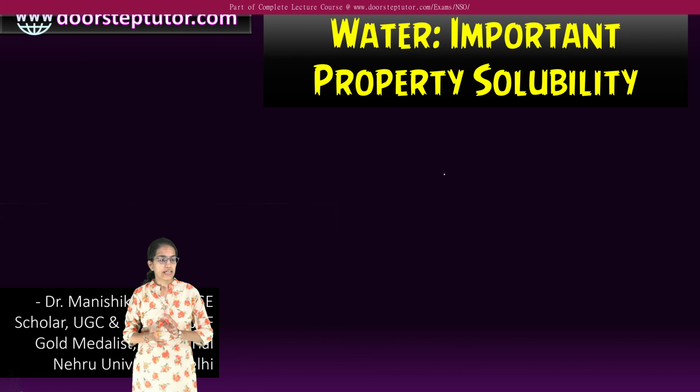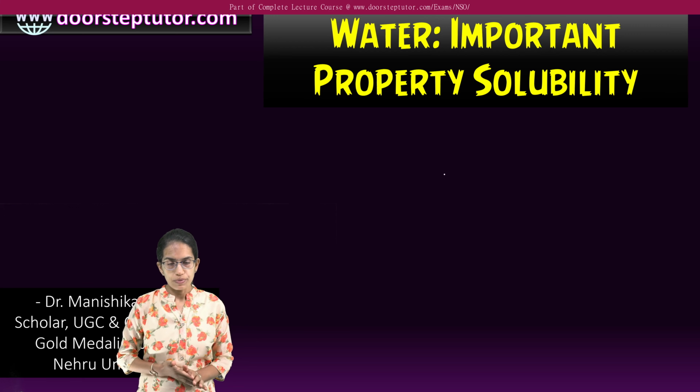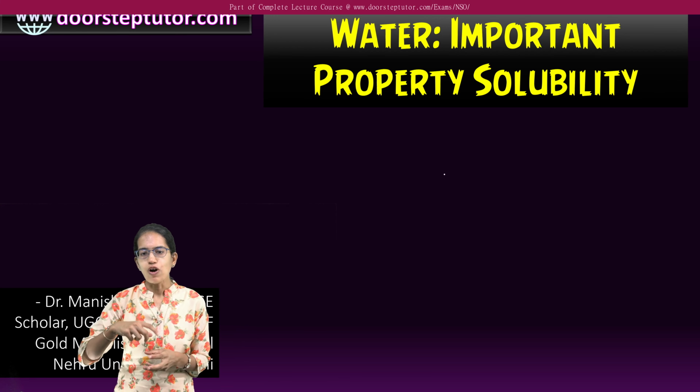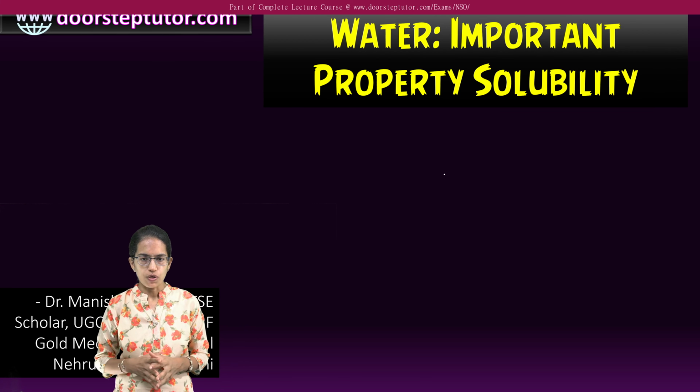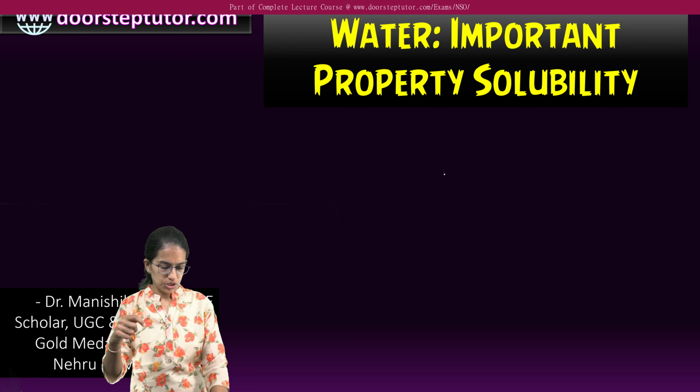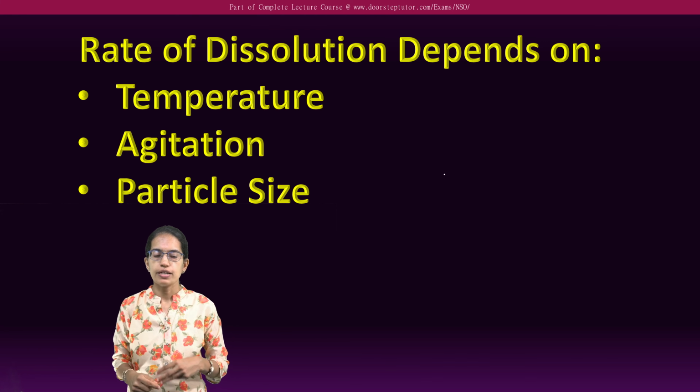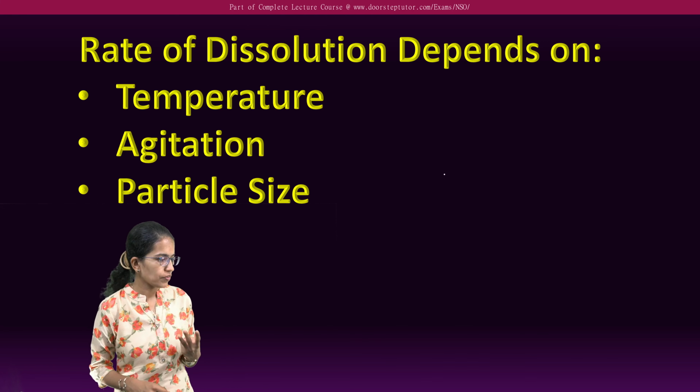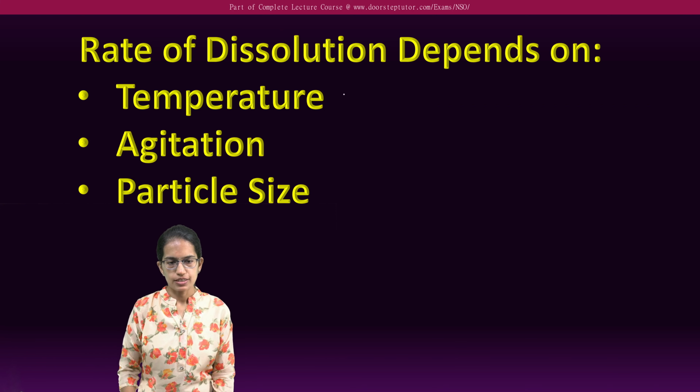Water has a very important property, and this property is what is known as solubility. That means how fast things can dissolve in water. Now the rate at which something can dissolve in water depends on three factors, and we will be talking about these three factors one by one.